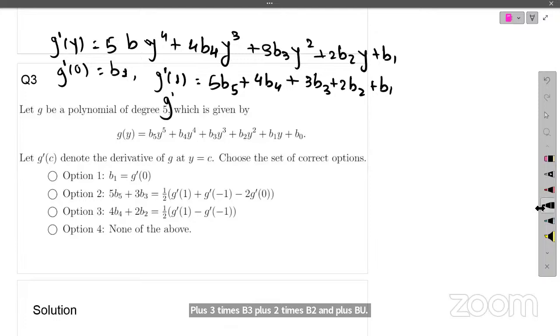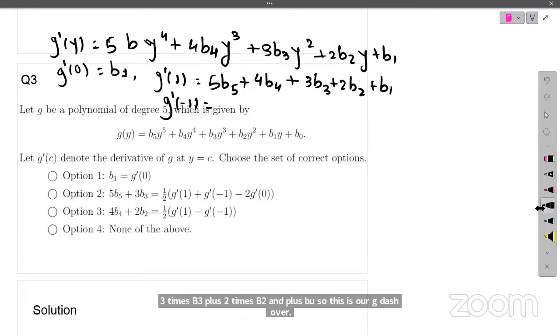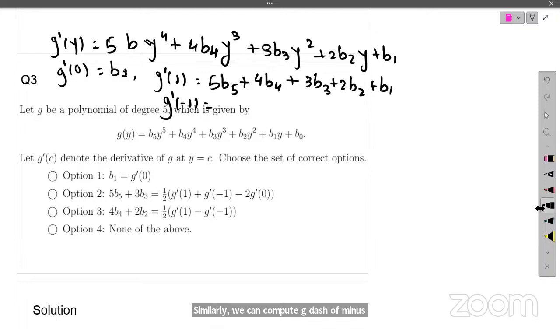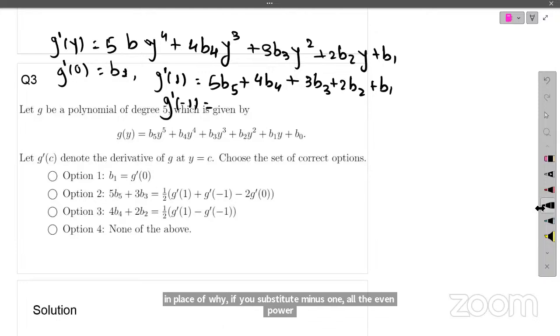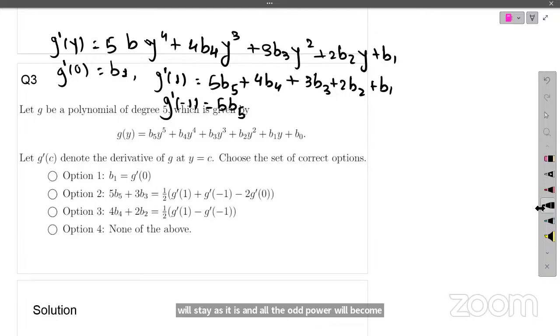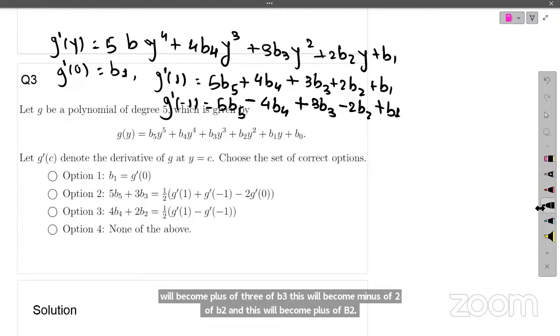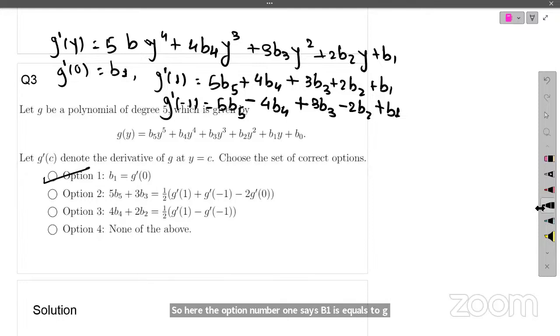Now, similarly, we can compute g dash of -1. In place of y, if you substitute -1, all the even powers will stay as they are, and all the odd powers will become minus. So that means 5 of b5, minus 4 of b4, plus 3 of b3, minus 2 of b2, and plus b1. Here option number 1 says b1 is equal to g dash of 0, so this option is correct.